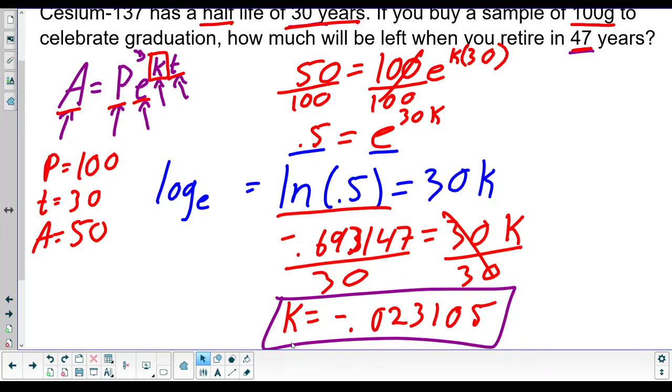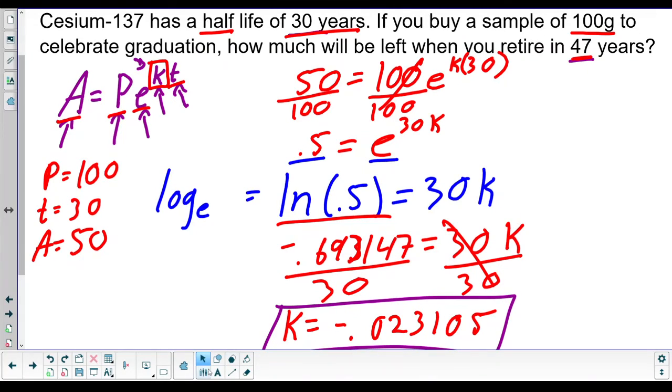All right. So we have k. This is how we calibrate the equation so that it'll work. Now what we want to do is we're looking for the ending amount.